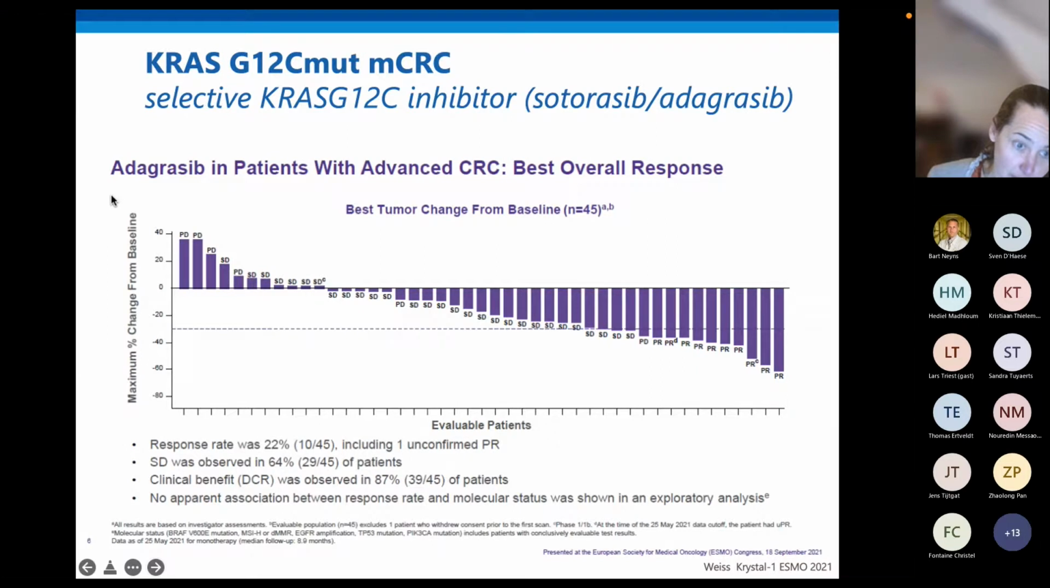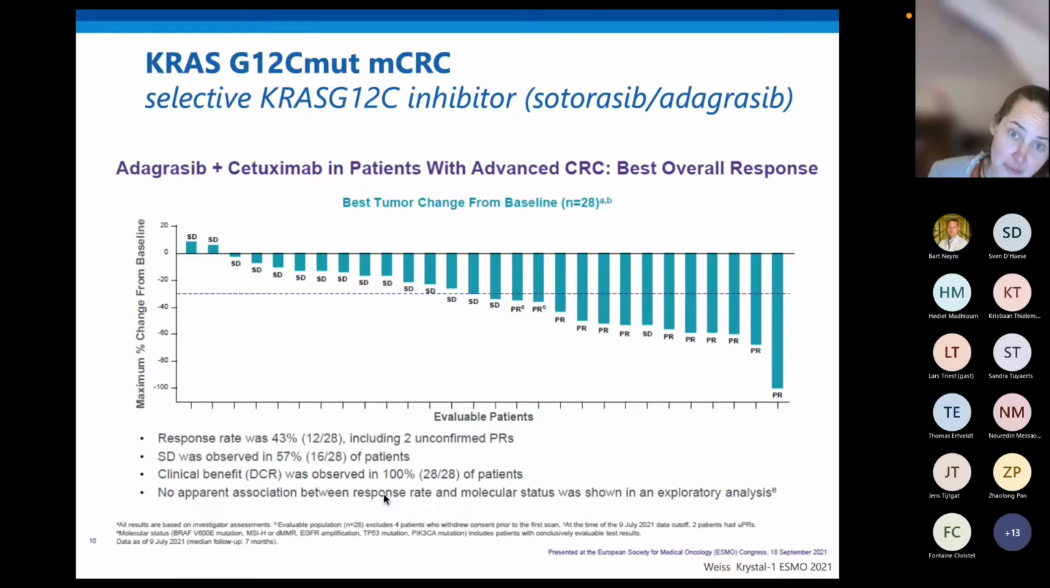So these patients were just treated with adagrasib. These were heavily pre-treated patients, so many of these patients had already 4-5 treatment lines before. So really a refractory population. And what you can see in this waterfall plot is quite an impressive response rate for a single agent in these refractory tumors. So the actual response rate of partial responses was 22%. Stable disease is 64%, leading to a clinical benefit rate of 87%. This is only 45 patients.